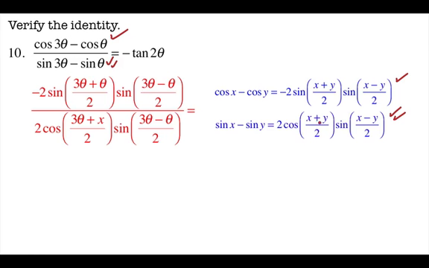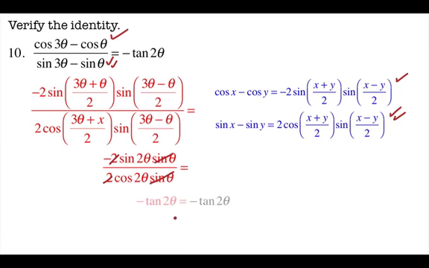I'm substituting. For x, I'm using 3 theta. For y, I'm using theta. Plug it into both of these formulas. This is what you get. From here, I just simplify this. 3 theta plus theta is 4 theta divided by 2. 3 theta minus theta, which is 2 theta divided by 2. Once I simplify that, I get the following. And notice that this goes away. The 2 goes away. And I have sine of 2 theta, cosine of 2 theta, negative, which gives me what I want it to equal on the right-hand side.